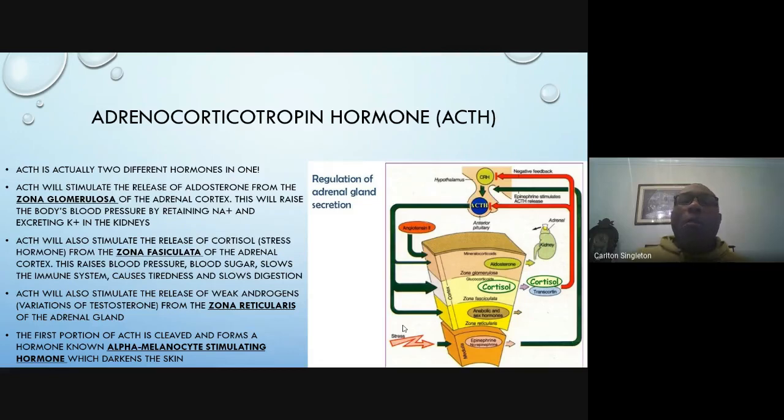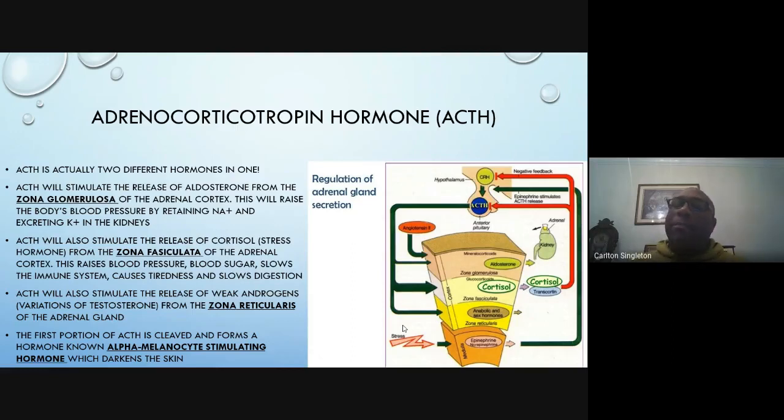Also, part of ACTH, this is kind of a fun fact. This might be a little fun bonus question on your exam. The first portion of ACTH can be cleaved off as well, and when that happens, it makes a hormone called alpha melanocyte stimulating hormone, or MSH, which darkens the skin.